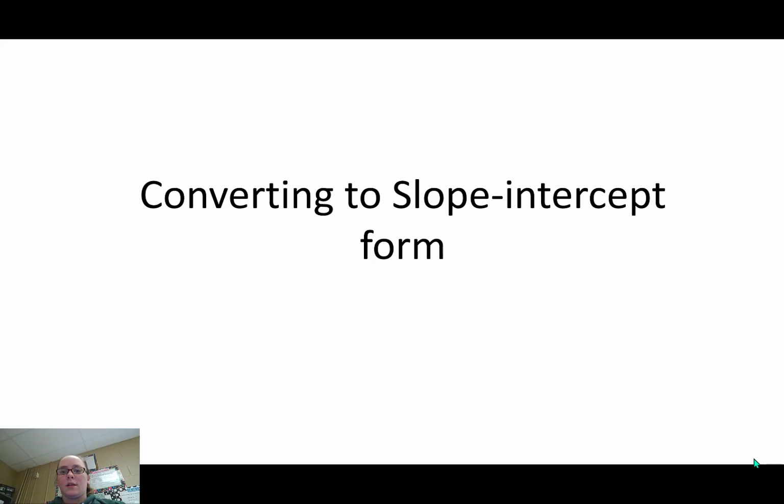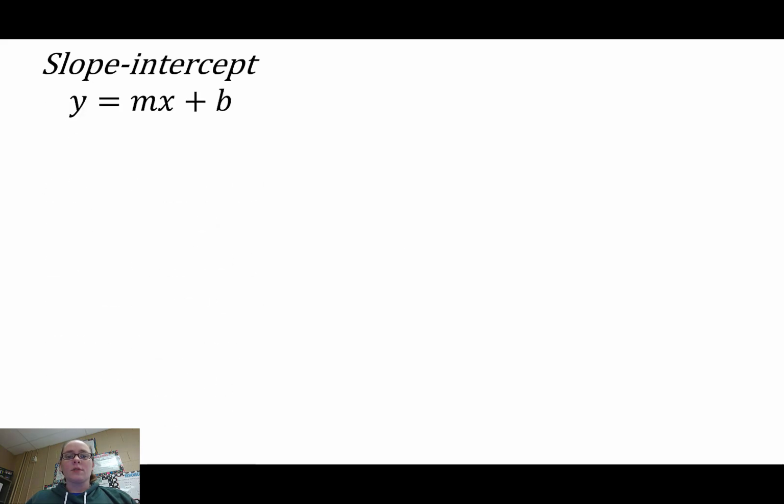All right, so today we're talking about going from one form of the equation to slope-intercept form. Now remember, slope-intercept form is y equals mx plus b, where remember m is my slope and b is my y-intercept.